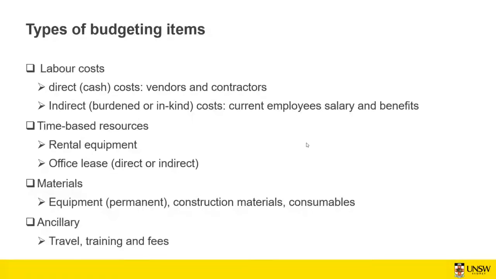The other budget item can be materials and equipment, such as permanent equipment that you buy and use for that project, but which you also keep for any potential other project or for continuous use after finishing the project. That is permanent equipment, along with construction materials, consumables, and any other materials that are going to be consumed as part of that project. You also have some ancillary costs, which can be travel.